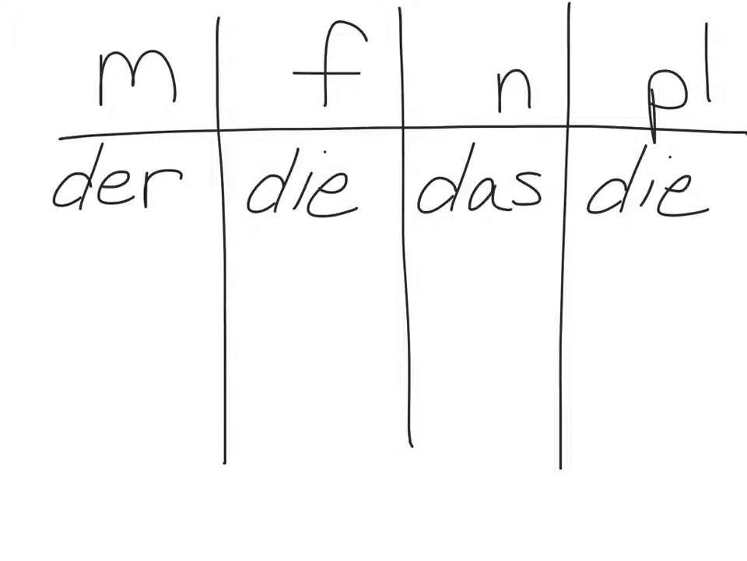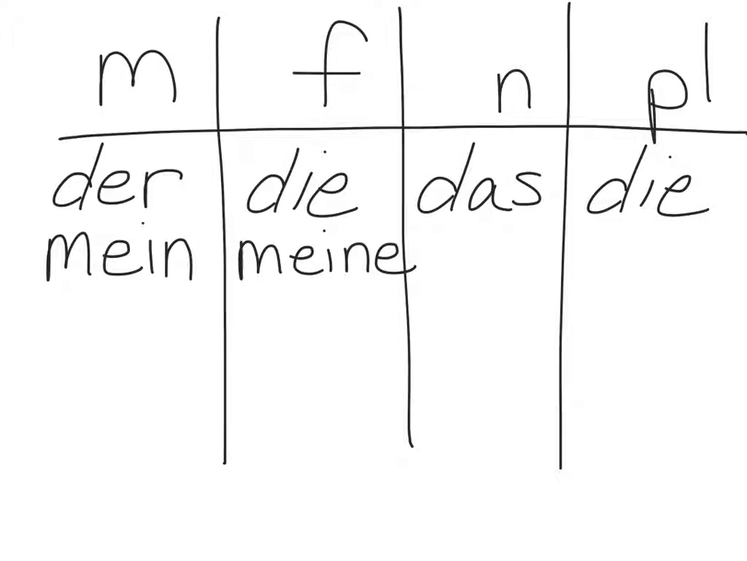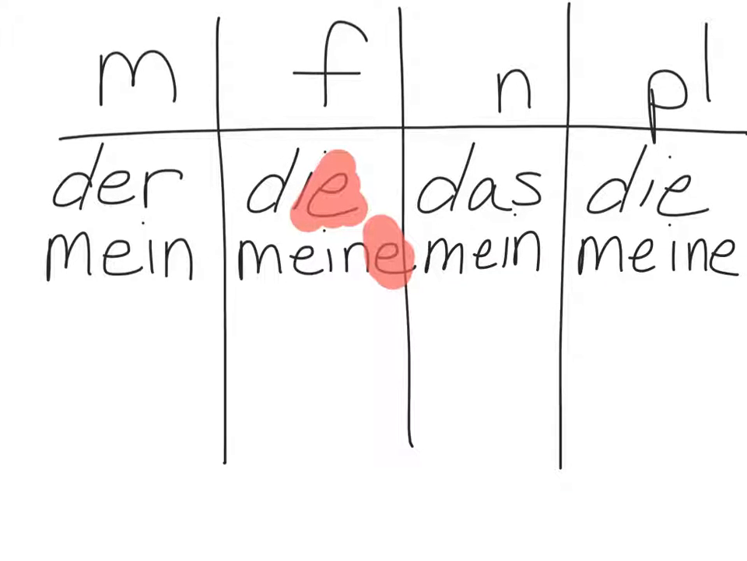These words are just like the mein and meine words. If it was a der word, how do you say my? Mein. What if it was a die word? Meine, because that E is your tip. What about a das word? Mein. And what about plural die? Meine. Okay, so these E's match as well. With me so far? So that's not new to you.